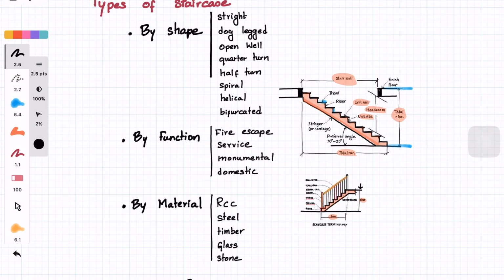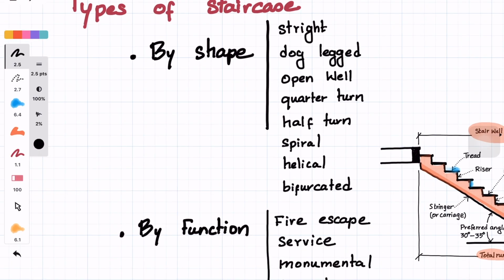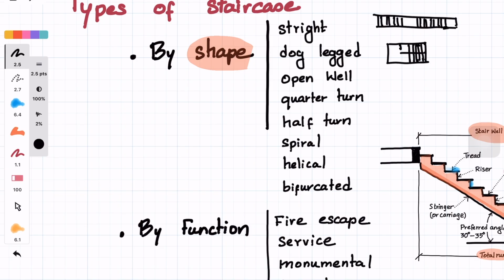Hope you are clear with the terminologies of staircase. It's just a quick recap. And we'll quickly see the types of staircase. By shape, it is straight flight, dog leg, open well, quarter turn. Quarter turn is 90 degrees.